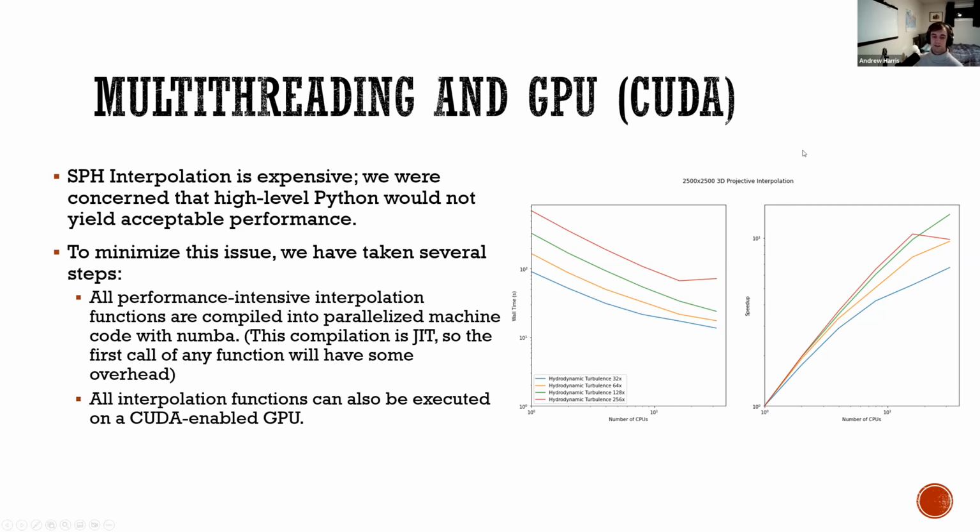And so this compilation happens just in time. So the first time you run any function, there'll be a bit of overhead as it compiles it first, but then it's cached afterwards. So any other time that you use that, it'll be much faster. As well, Numba also supports GPU code. So all of the interpolation functions can be run on a dedicated graphics card that's CUDA enabled. And generally, in my experience, you get much better performance off of the GPU rather than the CPU.